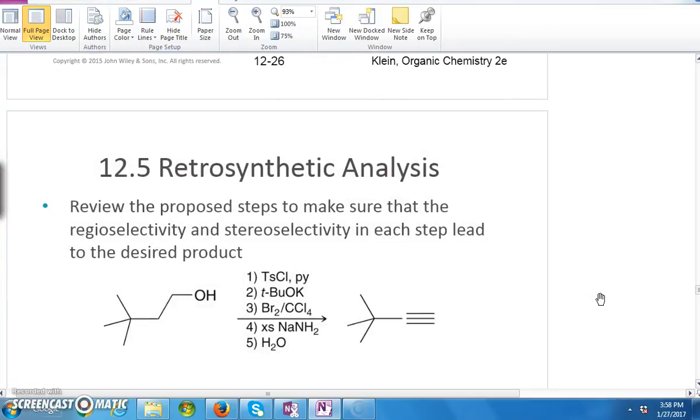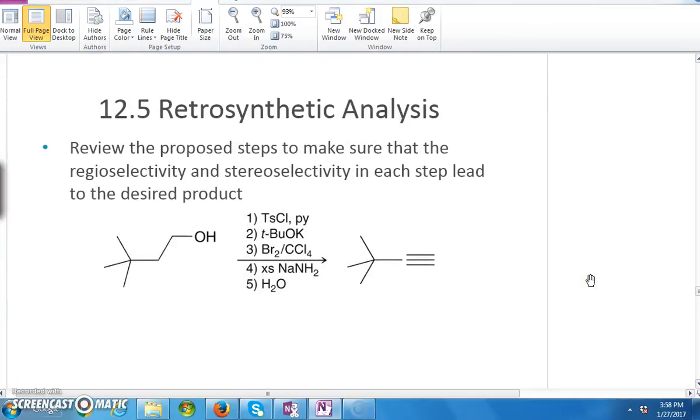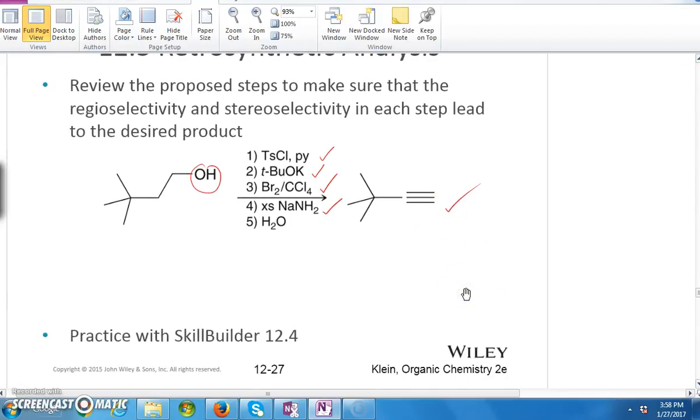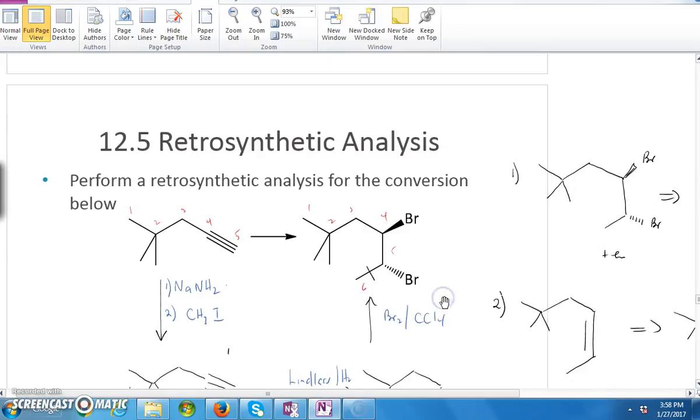So if you review all the steps, the first thing you want to do is convert the OH to a good leaving group, and then you do an elimination to get the terminal alkene, addition of bromine to give you the vicinal dibromide, and then you do an elimination with an excess of sodium amide, and you get your terminal alkyne. So these are all the things that you need to know.